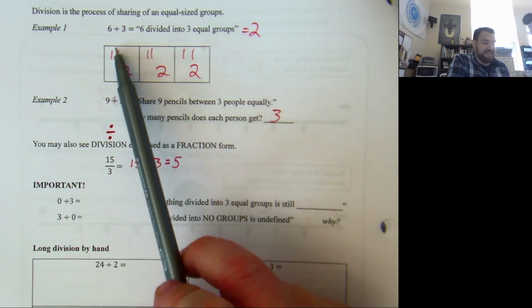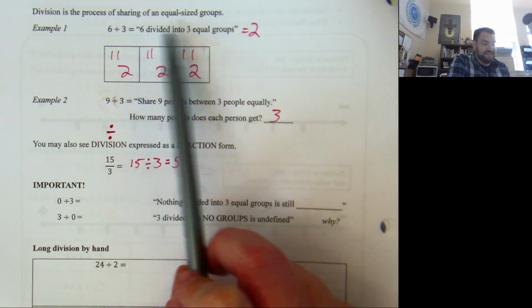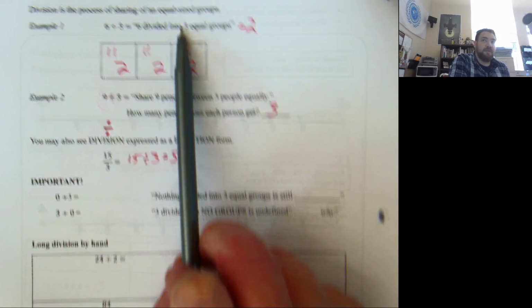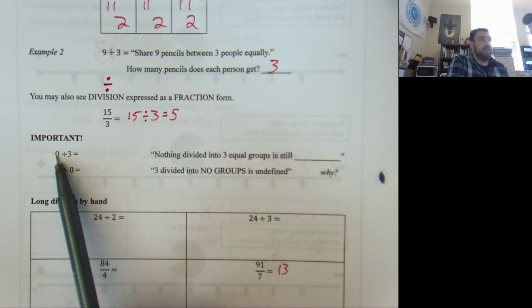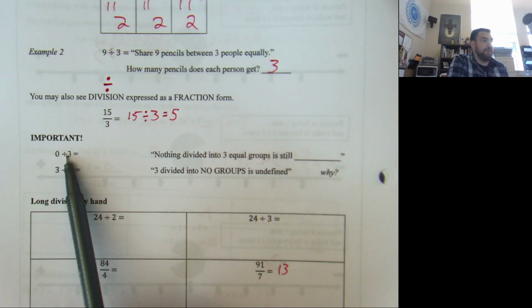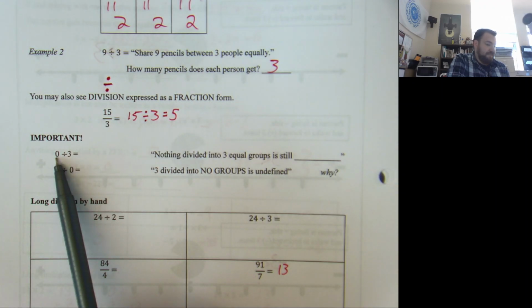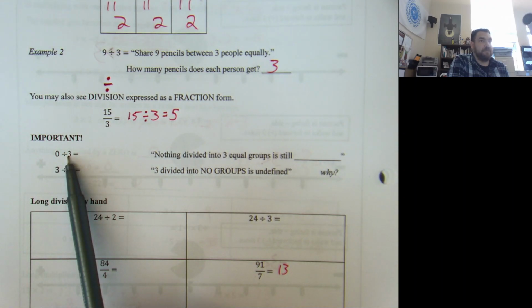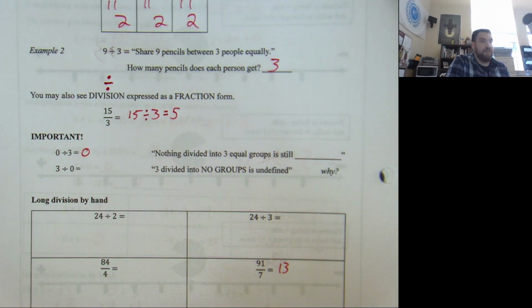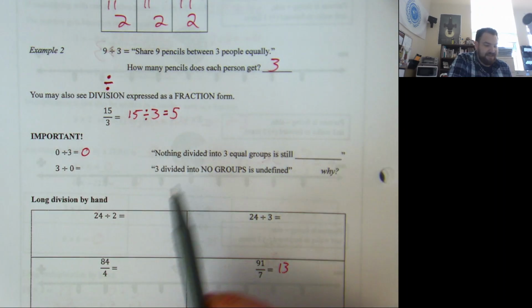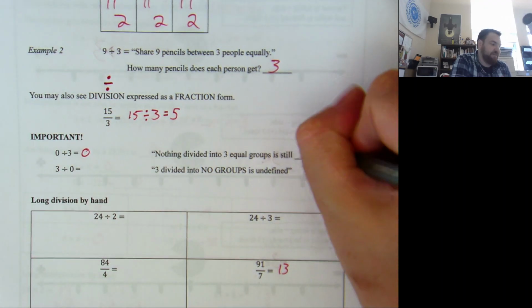Well, if we look up here, and if I said 6 divided by 3 was 6 divided into 3 equal groups, 0 divided by 3 means I have a group of nothing, and I want to divide nothing into 3 groups. How big are the groups going to be if I'm dividing nothing into 3 groups? Yes, Andrew, thank you. That's going to be 0. I have 3 groups of nothing. That makes sense. Nothing divided into 3 groups is still nothing.